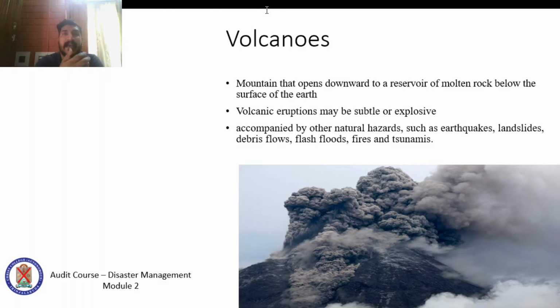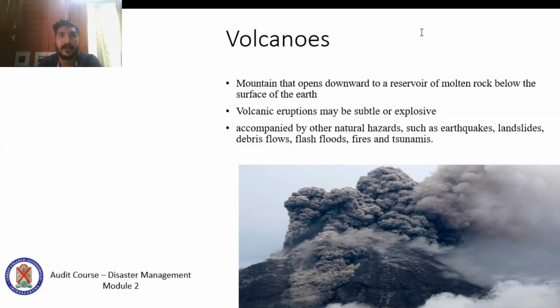When pressure from the gases within the molten rock becomes too great, an eruption occurs. An eruption can be quiet or explosive. There may be lava flows, flattened landscapes, the extrusion of poisonous gases, and flying rocks and ash that can sometimes travel up to miles of distance. A volcanic eruption may be subtle or explosive and can produce dangerous lava flows.